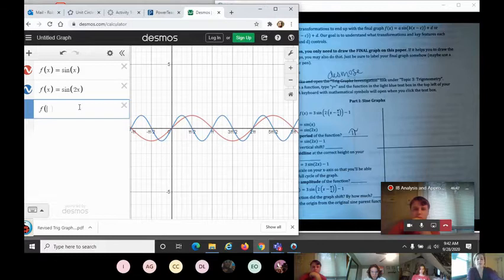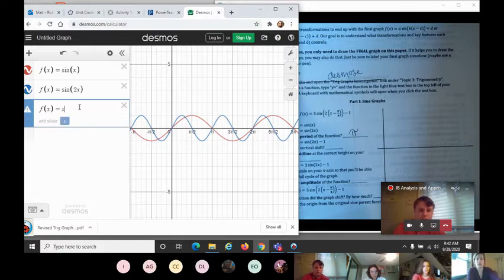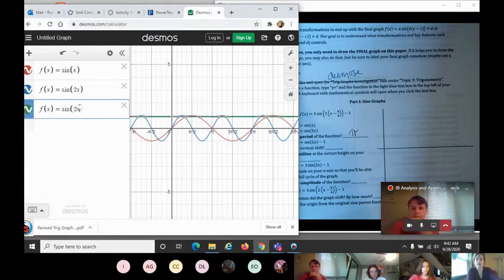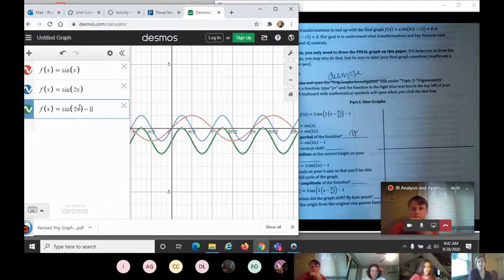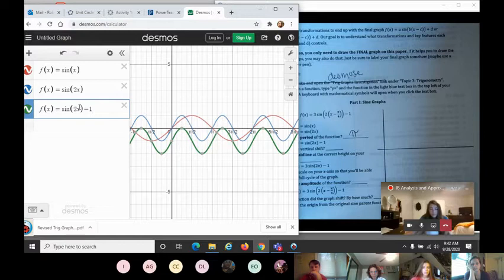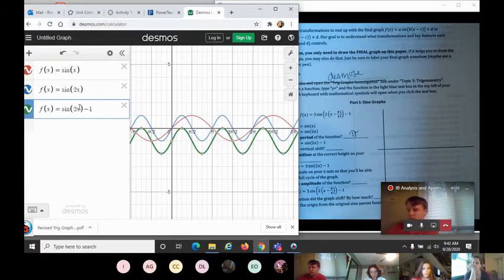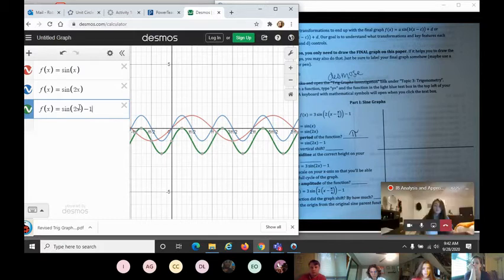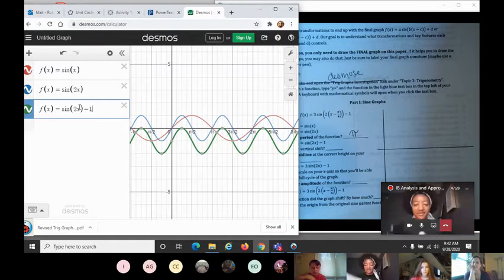Okay, so I'm going to have f of x equals sine of 2x and then minus 1. Okay, so let's see, who hasn't said anything yet? Dahlia. What changed between the blue and the green graph? Dahlia, are you there? Yeah, sorry. I would try to bring up paper. That's okay.